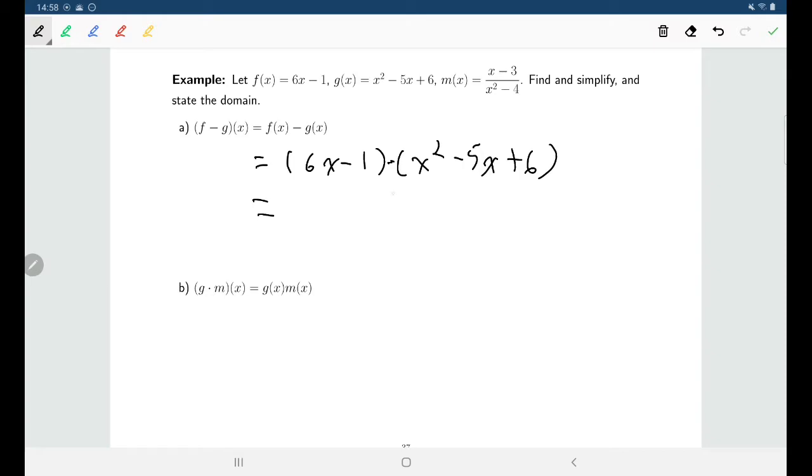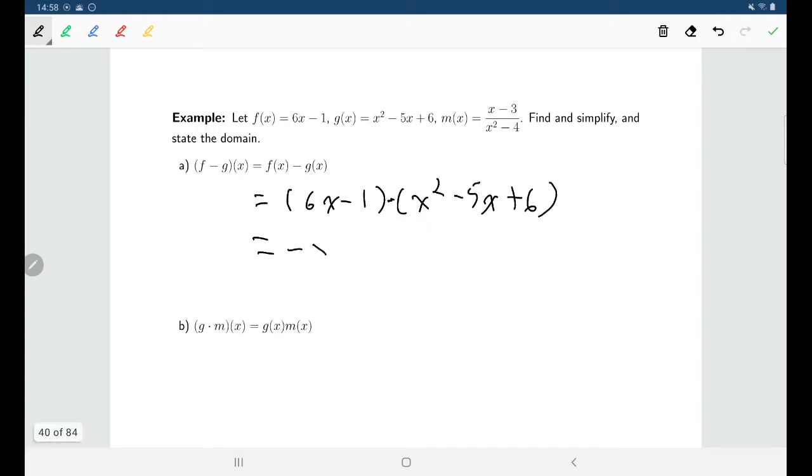We'll have negative x squared. We'll have 6x minus negative 5x, or 6x plus 5x, that's 11x. And then for the final part, we have negative 1 minus 6. That would give me negative 7. So there we go. There's our function, f minus g.